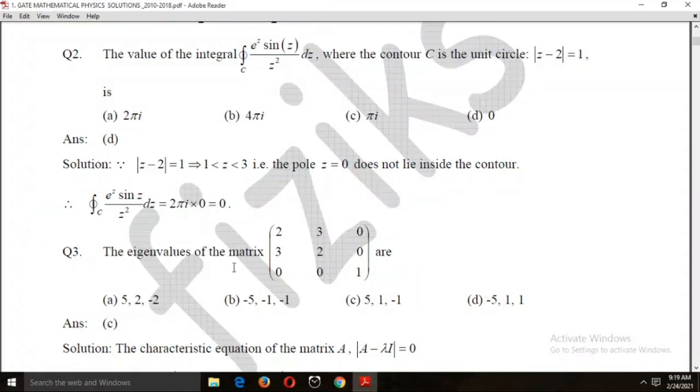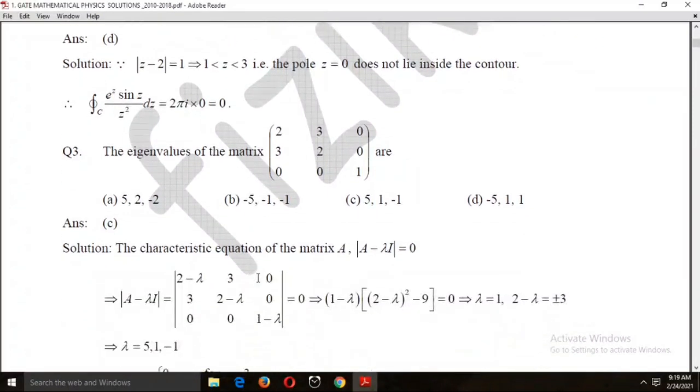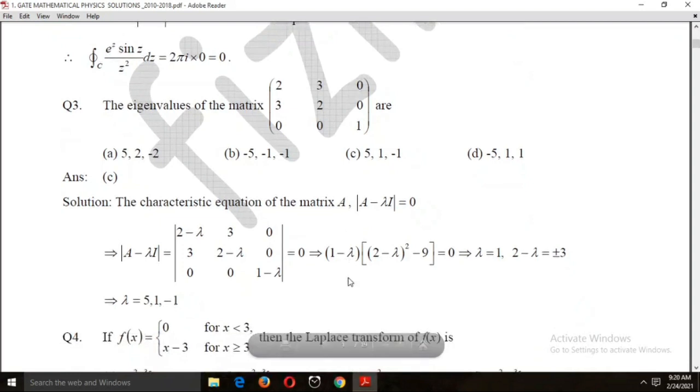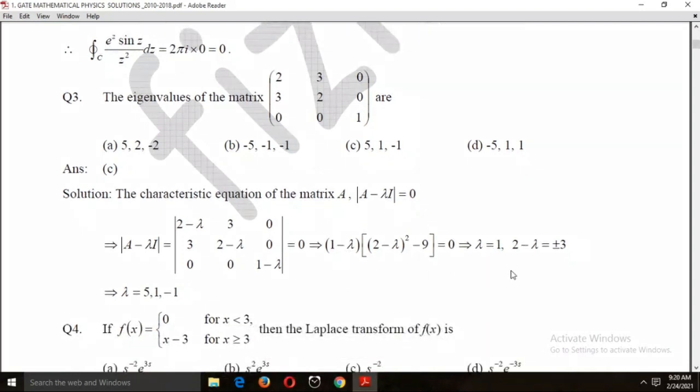Next, the eigenvalues of the matrix A. For calculating the eigenvalues, we will use the characteristic equation of matrix A, mod of A minus lambda I equal to 0, and after solving it, we get lambda equal to 1 and plus minus 3. Here 2 minus lambda, and the values will be 5, 1 and minus 1. So the option will be C, 5, 1 and minus 1.